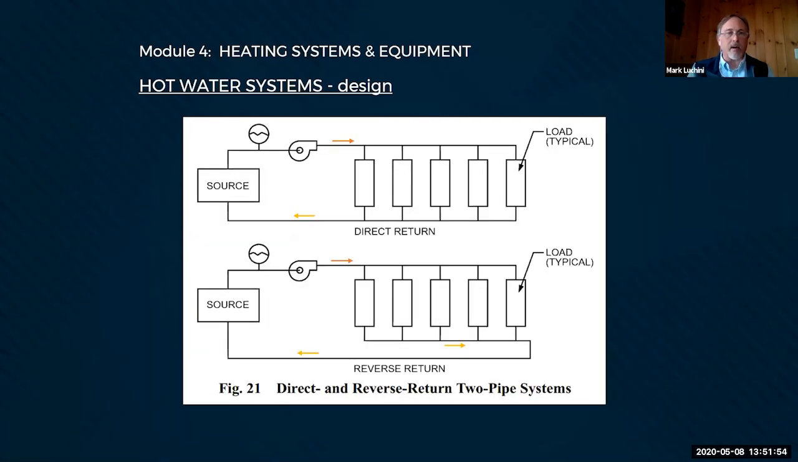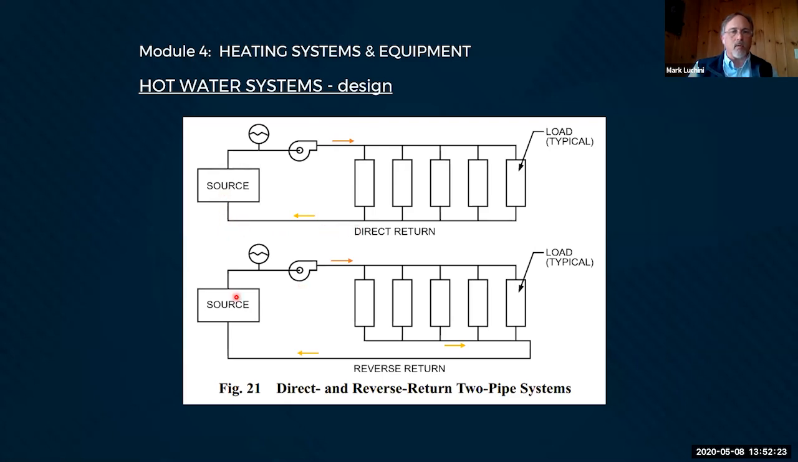One quick point on very basic design concept for hydronic systems, hot water systems, is direct versus reverse return. A direct return system is piped so that the first load, the first radiator, I was going to call these radiators for the sake of argument, the first radiator that gets hit is also the closest one back to the boiler.